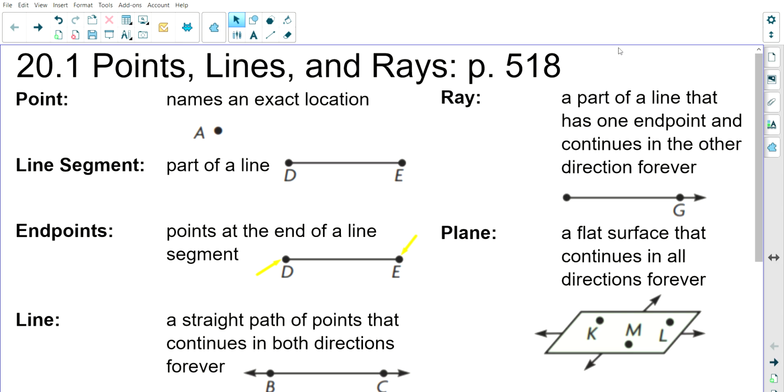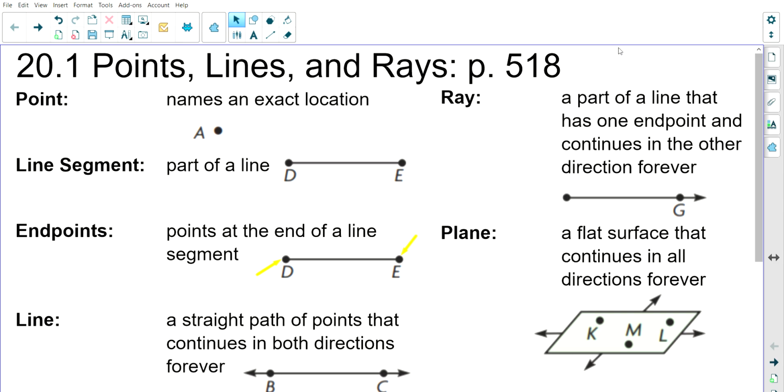In this chapter, we'll be working on a lot of vocabulary for math, so it's going to be very important that you write down this vocabulary in your journal so you can come back to it at any time. So at this point, I'd like you to make sure you have your journal out, have it labeled 20.1 points, lines, and rays. Have your textbook open to page 518. I'd like you to pause the video, write down this vocabulary and draw the pictures for example, then unpause and we'll continue together.